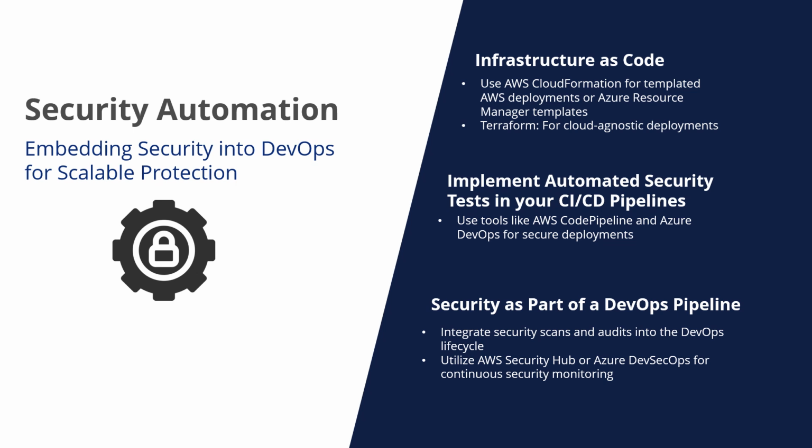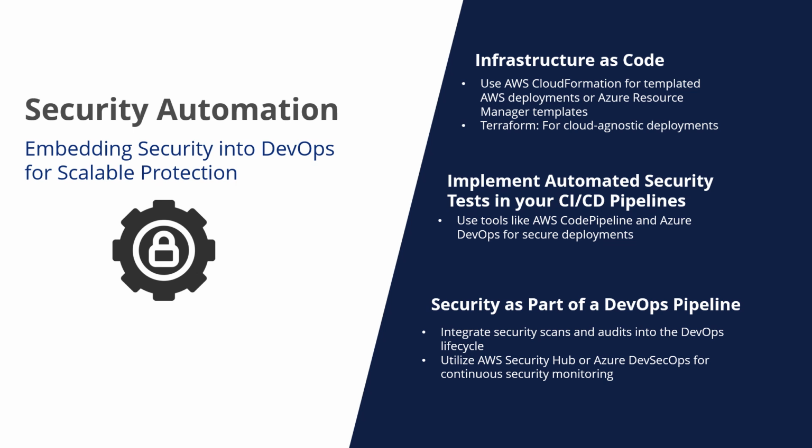Integrating security scanning tools into the CI/CD pipeline to automatically scan code and cloud configurations for vulnerabilities is also important. Services like AWS CodePipeline with built-in security checks or Azure DevOps with Azure Security Center can help. If you're using containers, ensure that they are scanned for vulnerabilities. Solutions like AWS ECR or Azure Container Registry offer integrated scanning.